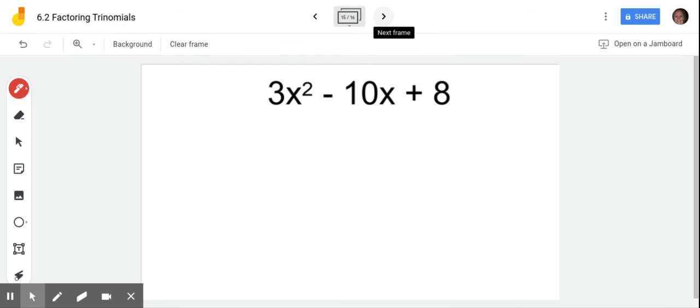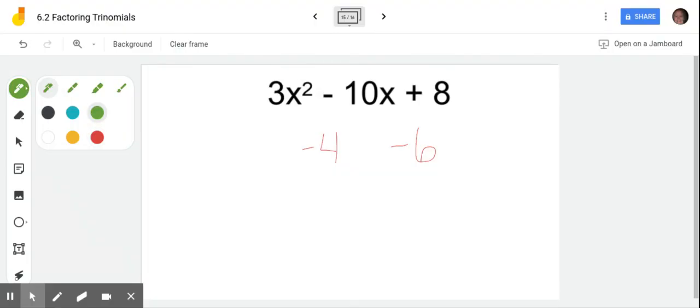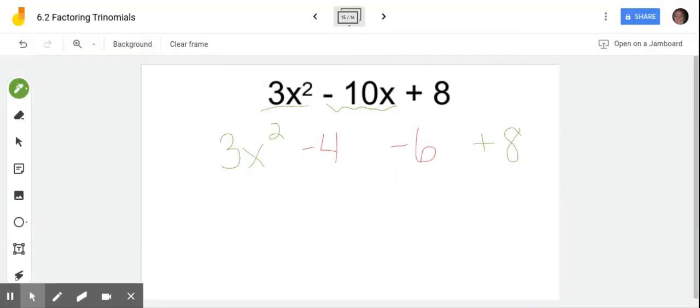So now that I found my two numbers, negative 4 and negative 6, I can rewrite my expression. The first part is going to stay the same, 3x squared. The last part is going to stay the same, plus 8. But instead of writing negative 10x, I'm writing negative 4x, negative 6x. I'm going to split this in half, and now I'm going to take out the GCF.